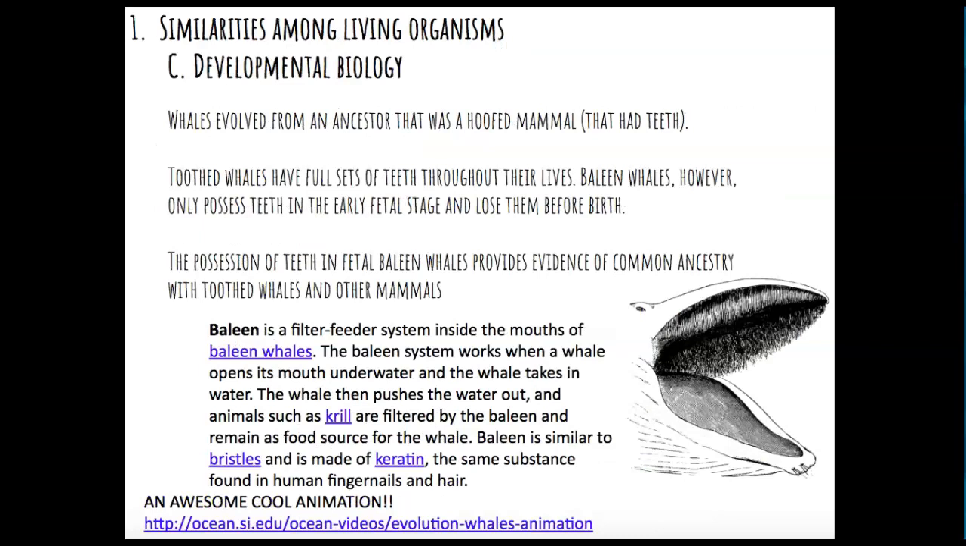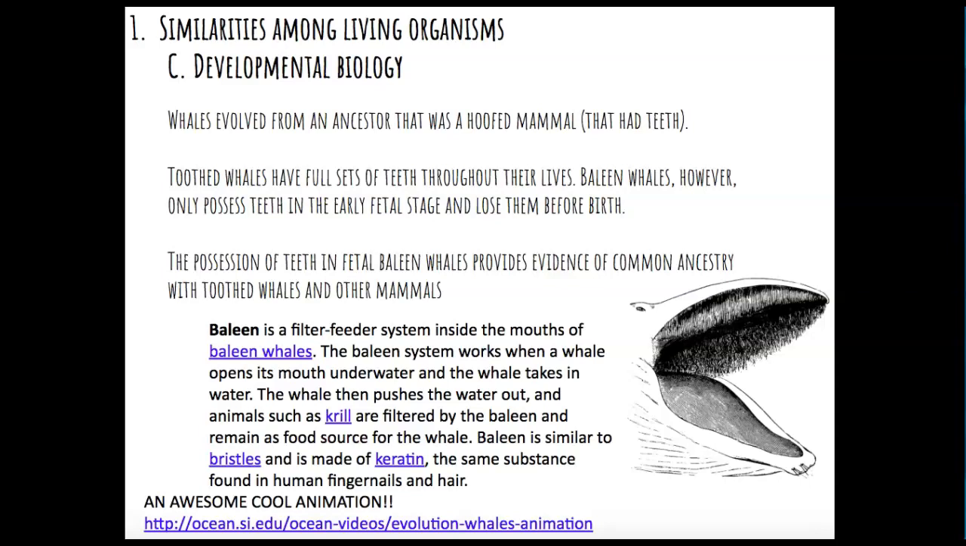Another type of similarities among living organisms is seen through developmental biology, where a lot of individuals look very different as adults, but they look very similar either as embryos or as juveniles or adolescents. So we know that whales evolved from an ancestor that was a hoofed mammal and it had teeth.